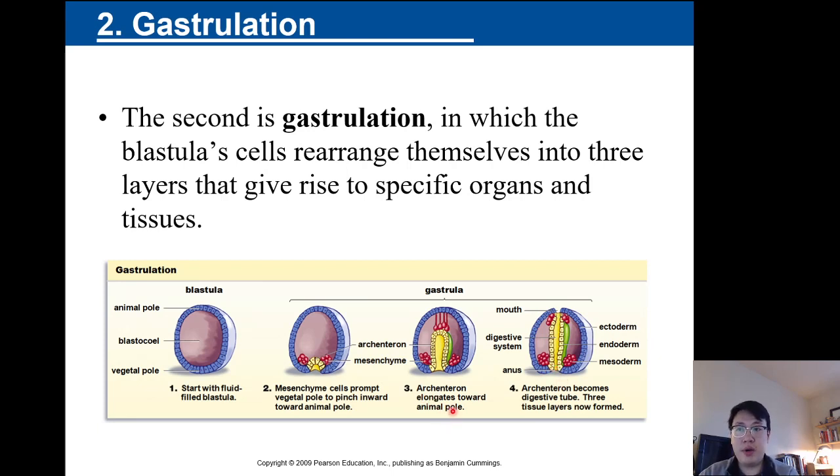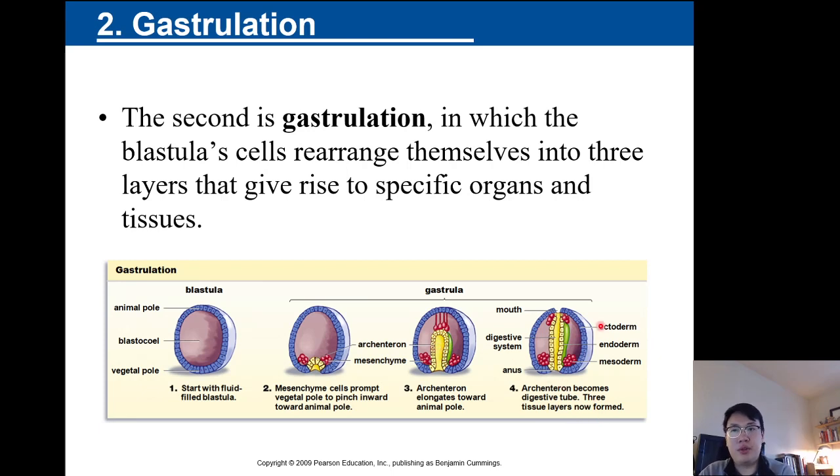Okay, an archenteron elongates towards the animal pole. This is the only way for the digestive system to be pulled towards the animal pole end. It needs to latch on to hooks, so to speak. Oh, actually, sorry. The hook pieces are the mesenchyme. The archenteron is the inward protrusion. So it's what we call the inward pinching cells that are going in to develop the digestive tract.